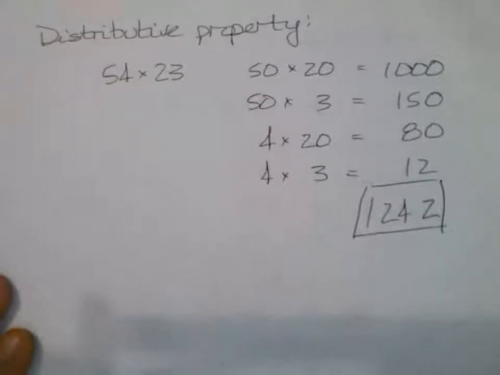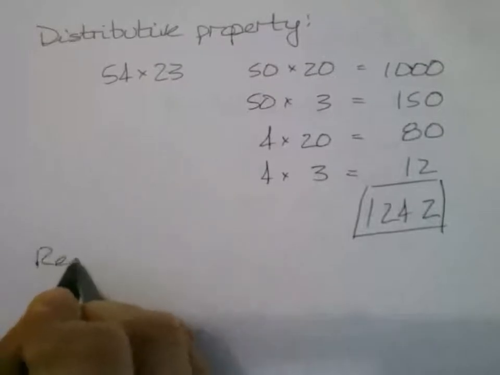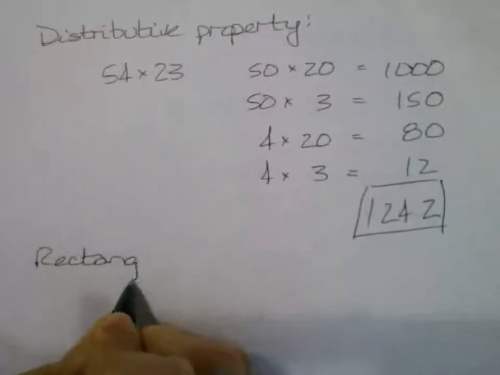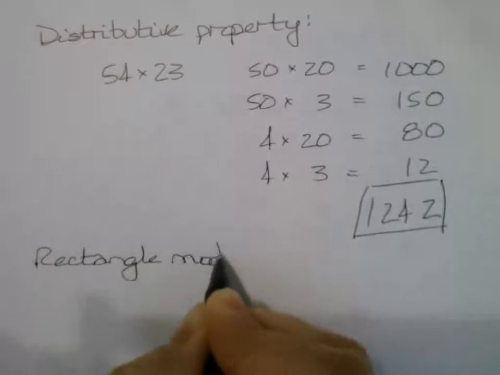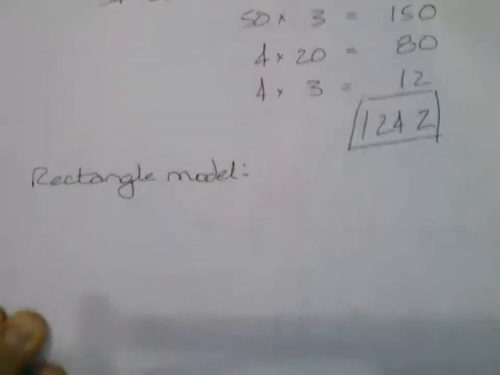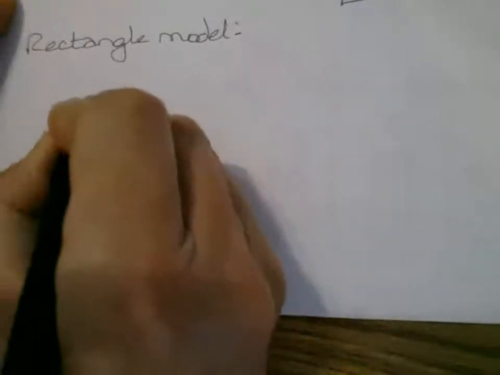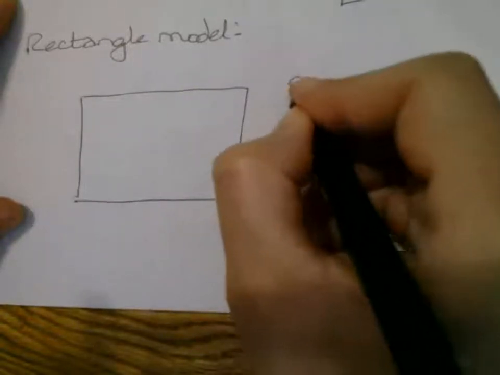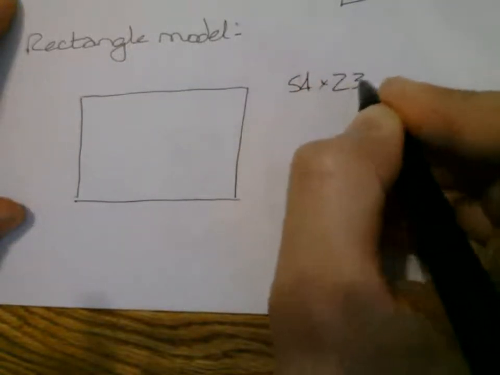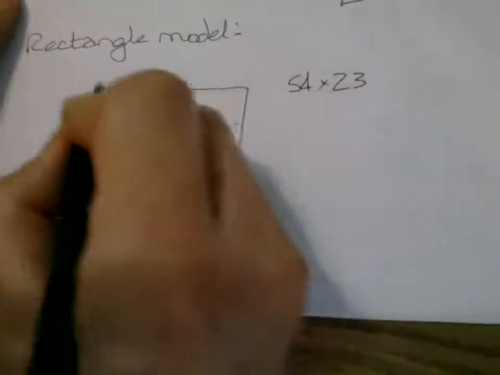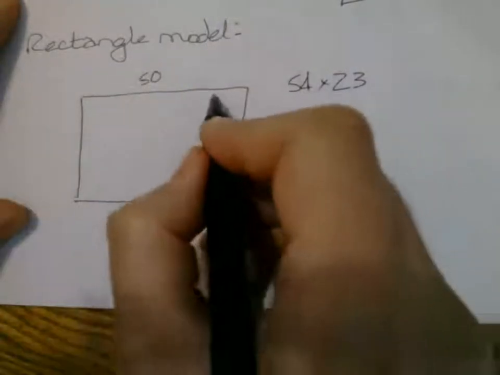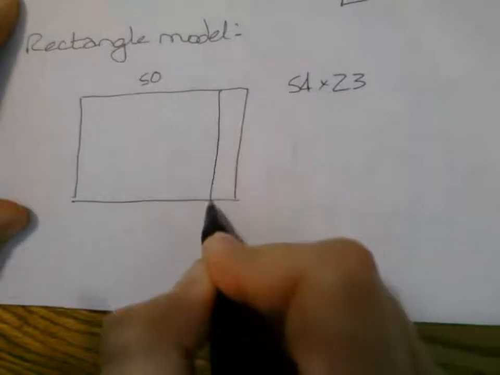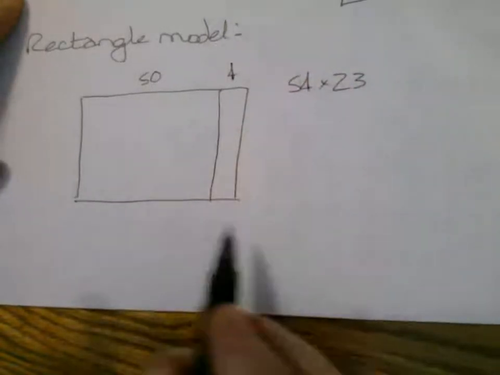We can make a visual model of the distributive property using a rectangle. So I'm going to call this the rectangle model. And we'll do the same problem again. Here's what it looks like. I'm going to draw a rectangle. Probably guessed that part. And we're looking at 54 times 23. So 54 is 50, which I'll put across the top, which is most of this space here, and then 4 is just a little bit at the end.